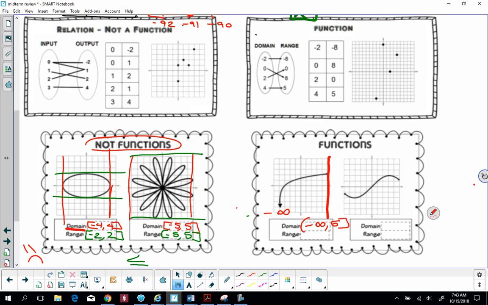Over here, you can see it's going in both directions forever and ever and ever. Do you guys see that? And so that would be negative infinity to infinity. So it looks something like this.